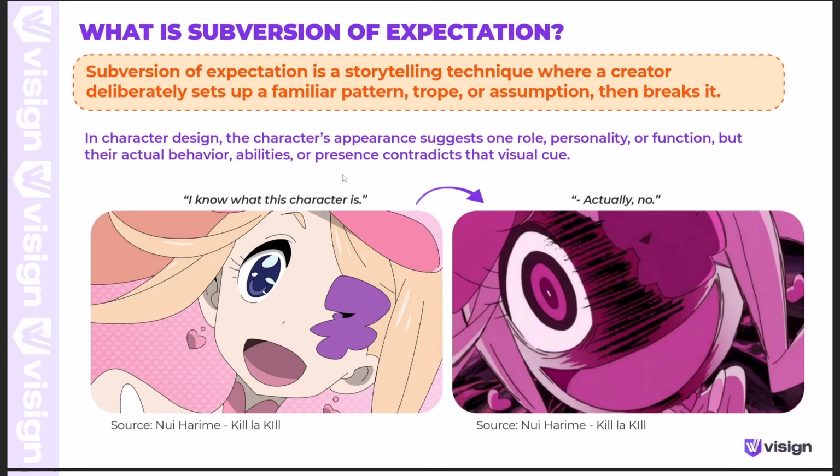And a decent example of this would be a character named Nui Harime from Kill la Kill. For those that have seen the show, they would know what I'm talking about. But just to give an explanation, when you look at her for the first time, you'll go, that's a very cute looking character. I think I know who this character is and how she'll behave. She's going to behave in a very cute manner. But as you watch the show, you realize she is nothing like what you had expected. And you go, oh, she is very evil and malicious.